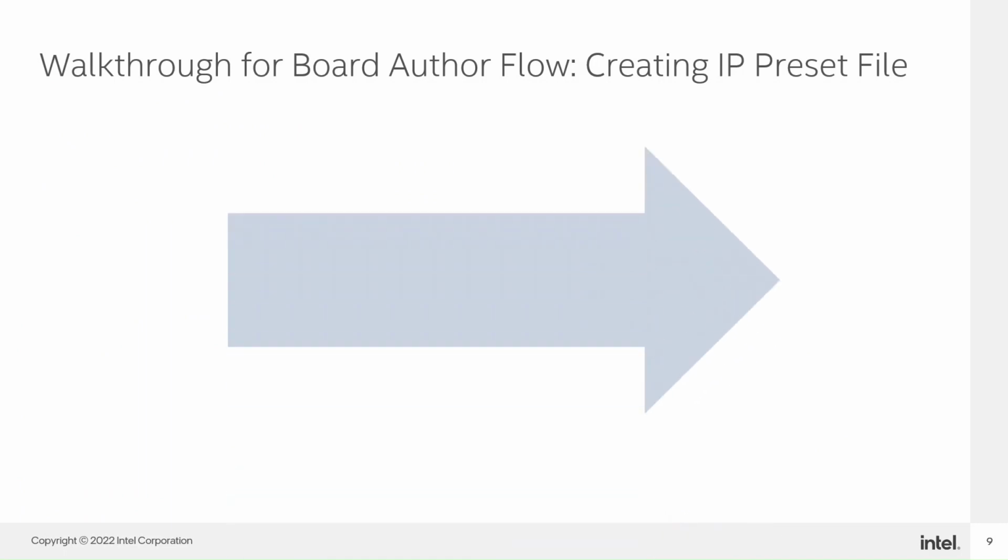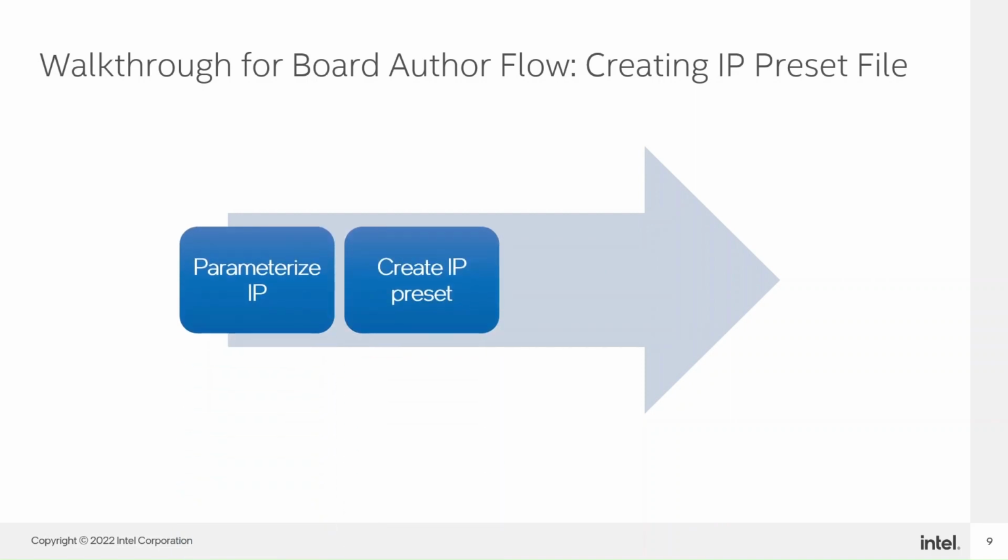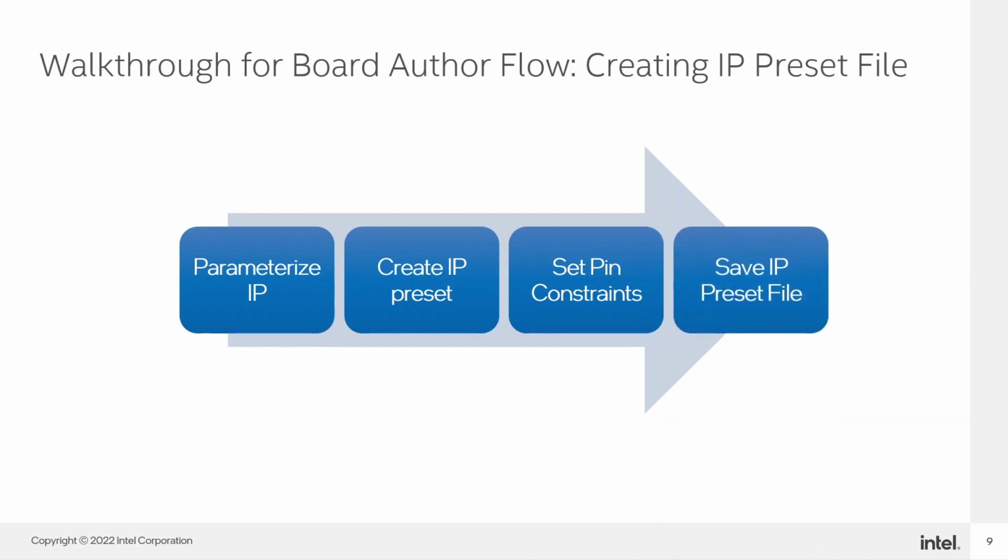For IP preset creation, this is the walkthrough for board author flow to create an IP preset file. Firstly, choose the IP of your choice and parameterize it. This is followed by creating a preset for the IP which will automatically utilize the parameters that have been set beforehand. Next, set pin assignments and I/O standards in the preset. Finally, save the preset file.